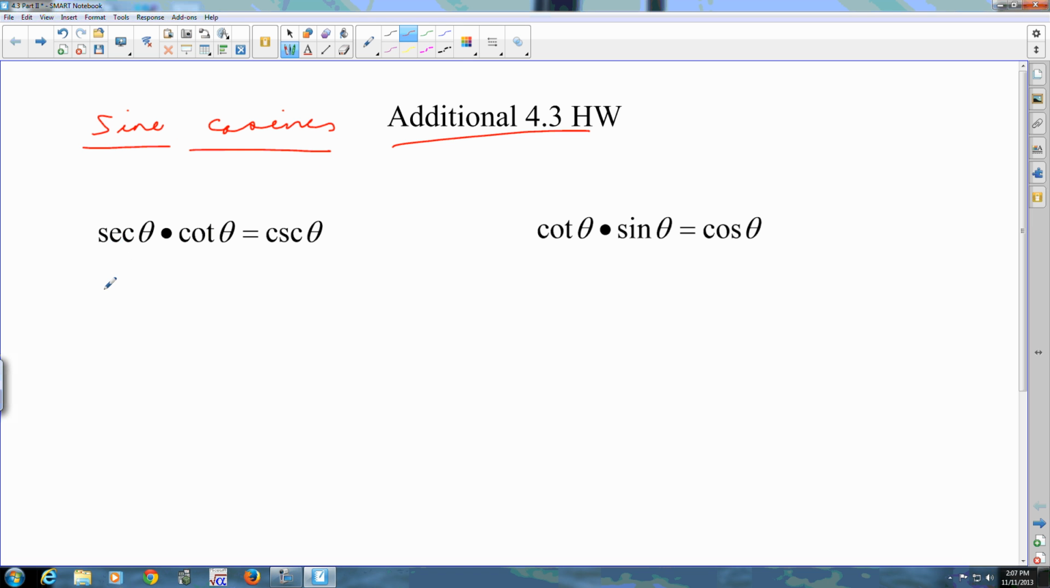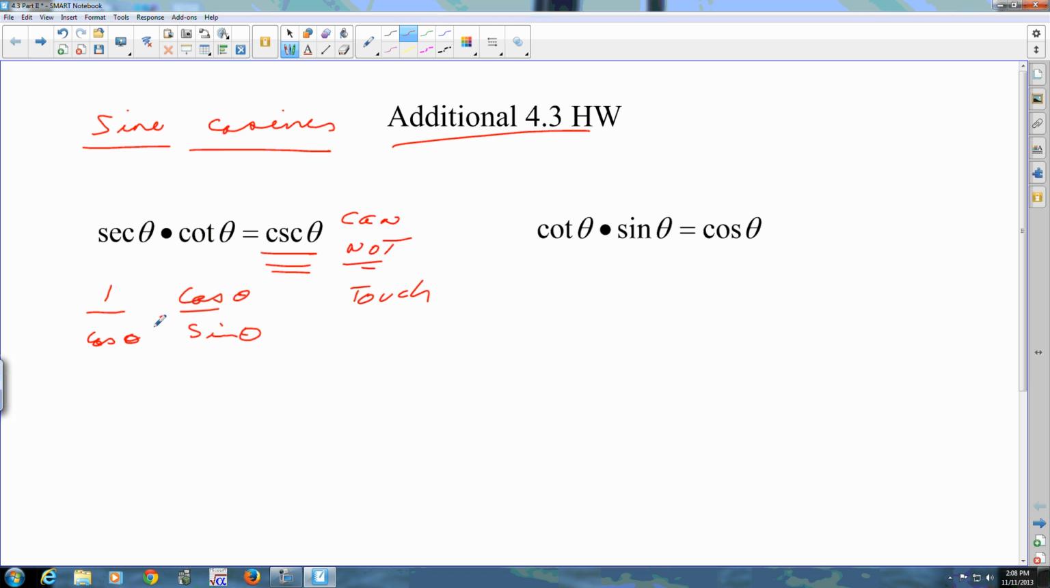So, secant is 1 over cosine times cotangent is cosine over sine. Oh, you always have to leave the right side alone. The right side you cannot touch. You cannot ever touch the right side. You have to leave it alone. You're trying to make the left side equal the right side. You don't work on the left side a bit, change the right side a bit until they get to equal each other. Nope. The right side is sacred. You can't touch it, ever.